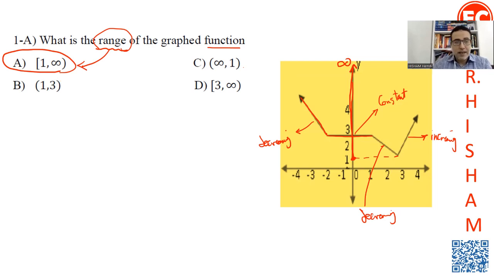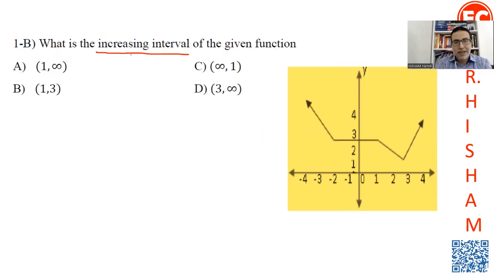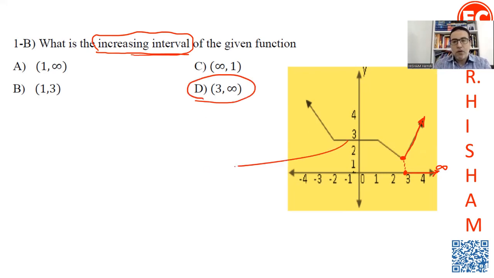What if I'm asking, like in question 1B, about the increasing interval? The function is increasing here. We don't go to the y-axis, we go to the x-axis. So it increases from 3 till infinity. So the increasing interval is 3 to infinity. If he is looking for the constant interval, which is parallel to the x-axis, it starts at -2 and ends with 1.